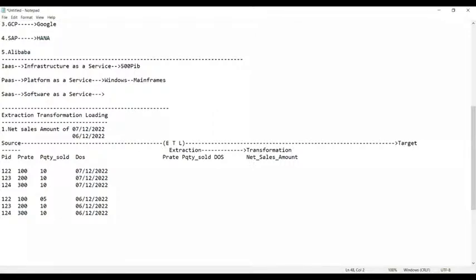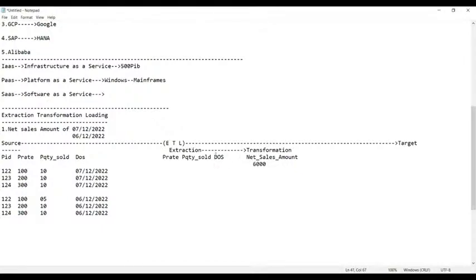Next, 200 into 10 is 2,000. Am I right guys? Very good. Now 300 into 10 is 3,000. Now sum it: 1,000 plus 2,000 plus 3,000. What is the total amount? Very good, 6,000 is the total amount.